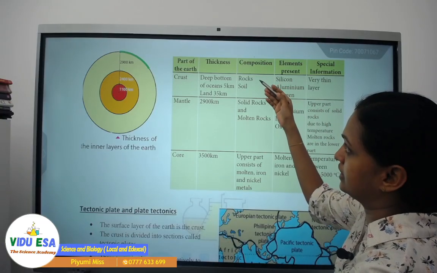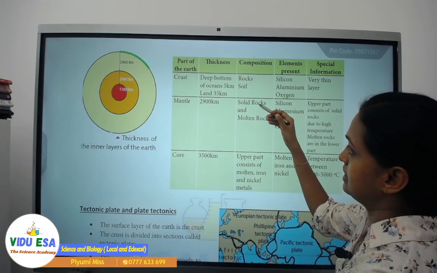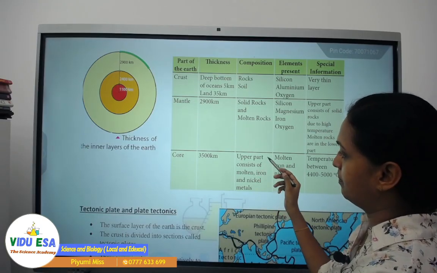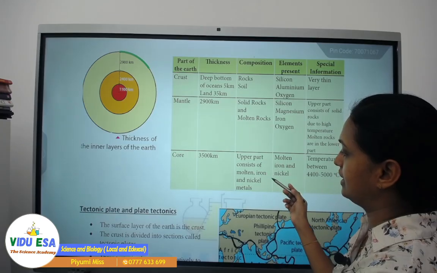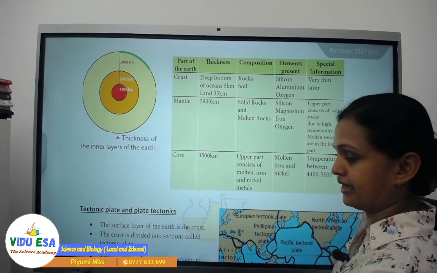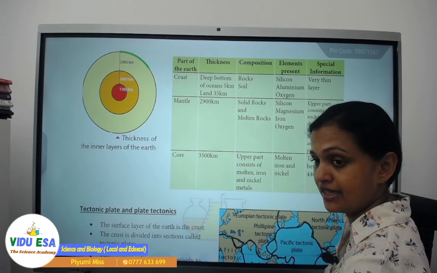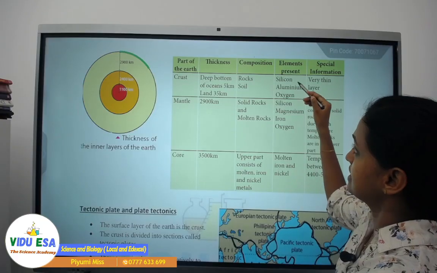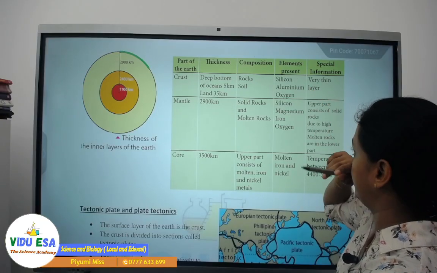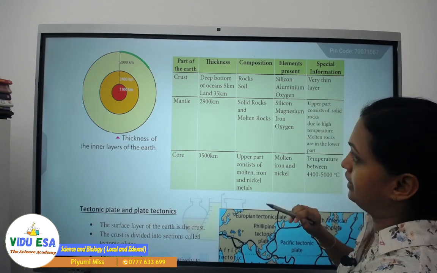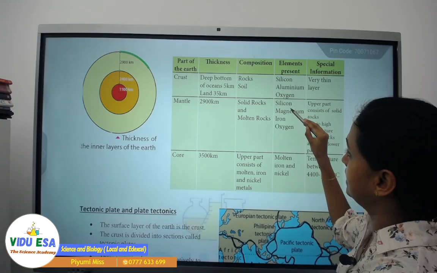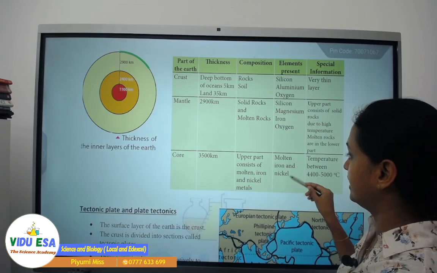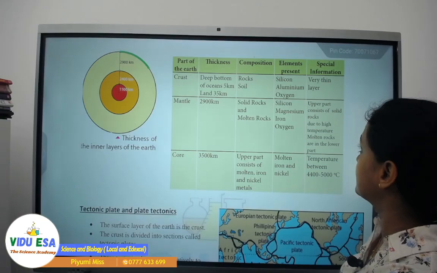The composition of the crust, rocks and soil, mantle, solid rocks and molten rocks are there, we mentioned. Then the core, upper part consists of molten rocks, while molten iron and nickel metals. Upper part is molten, inner part is solidified because of the high pressure. Elements, we mentioned crust, oxygen, silicon and aluminium. Mantle, oxygen, silicon, and in addition to that magnesium and iron are present. In the core, molten iron and nickel are the elements present.